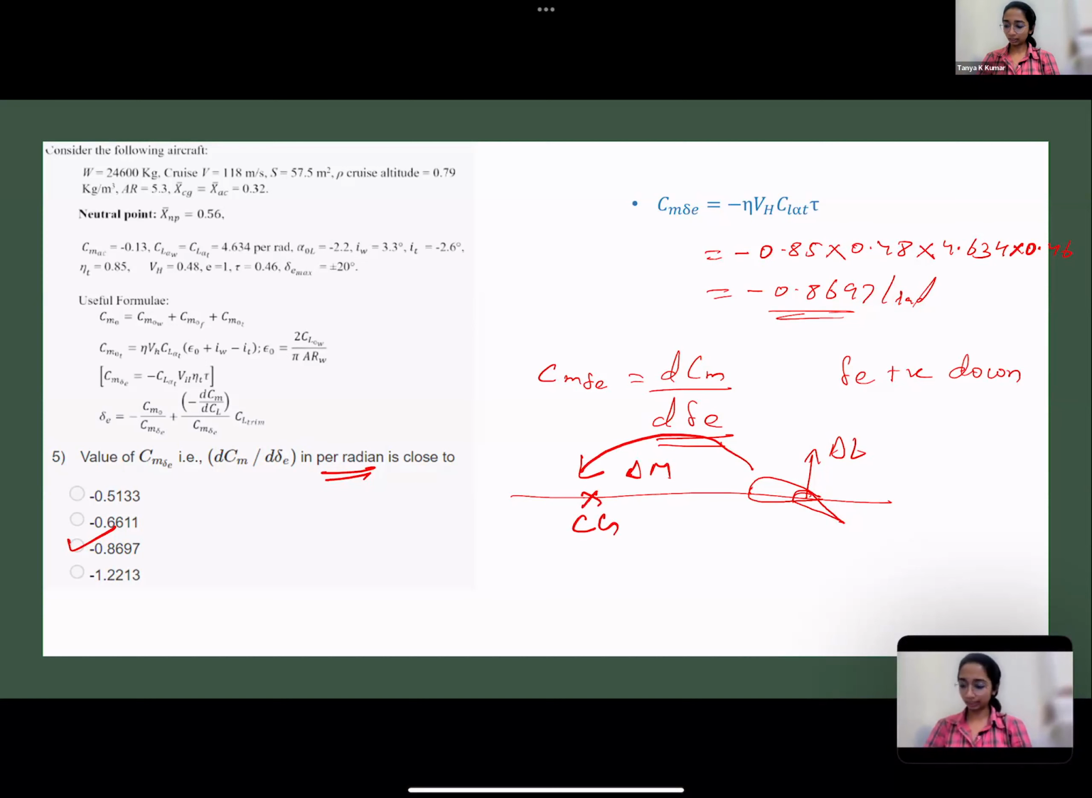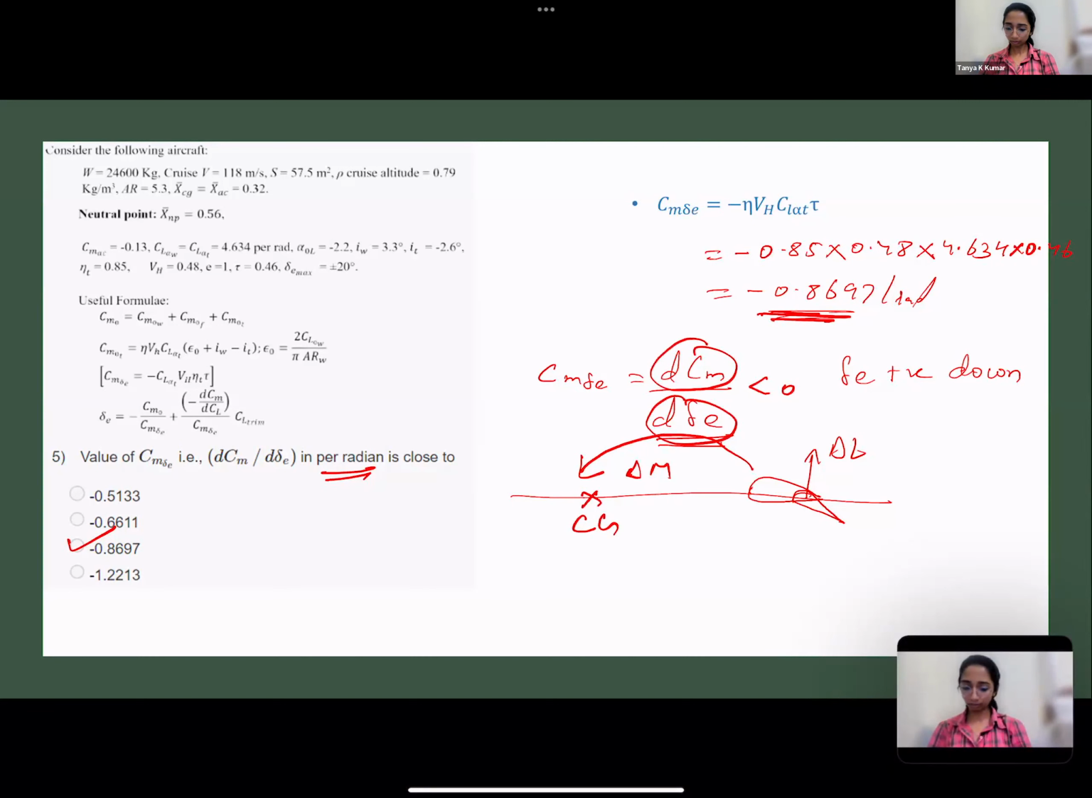Down. Yes. When I deflect the elevator down, the change in lift is positive and the change in moment is pitch down. So delta M is pitch down, and pitch down is negative, which is why dCm by d delta E is negative. You can verify that from your answer. When you deflect the elevator down, a negative moment is created. Therefore the derivative dCm by d delta E, that is Cm delta E, is negative.